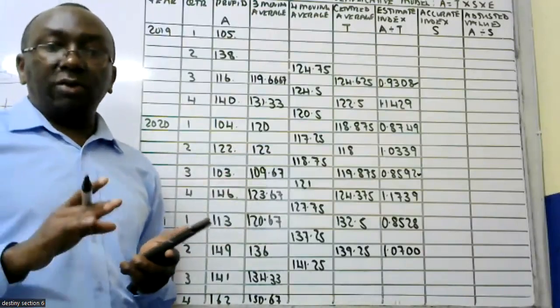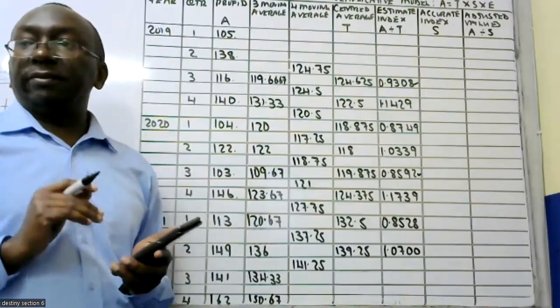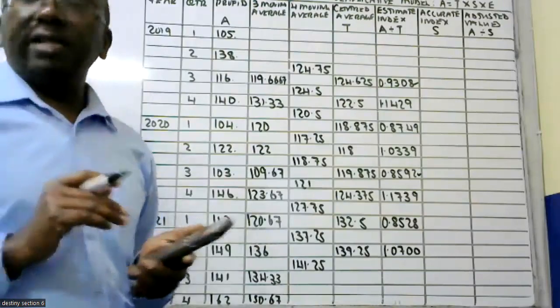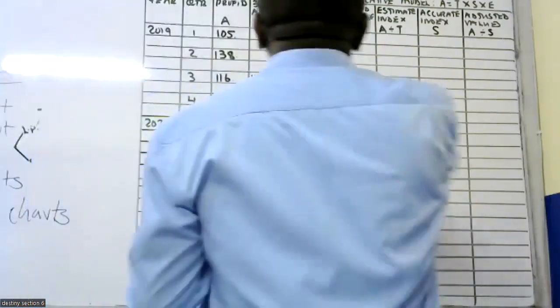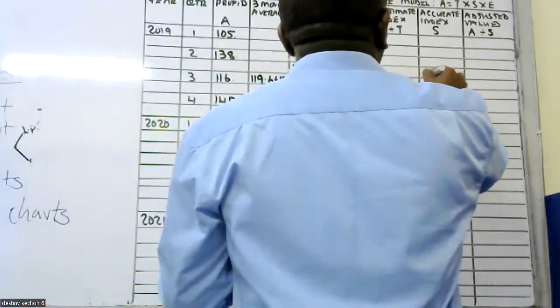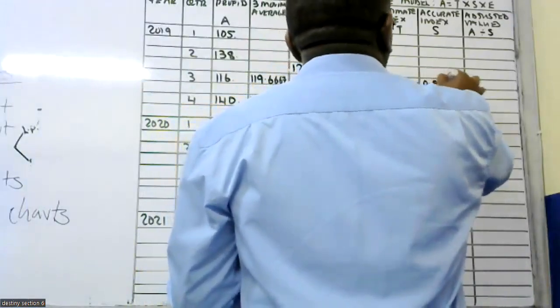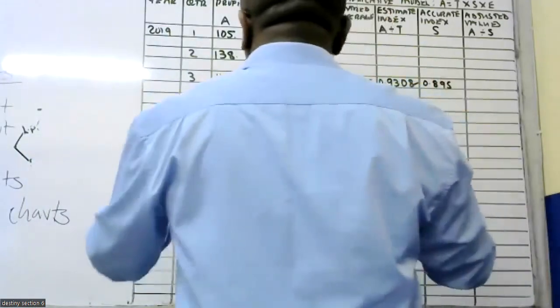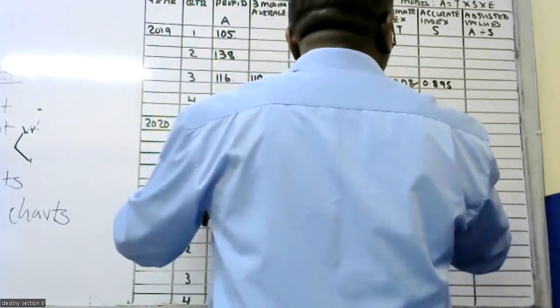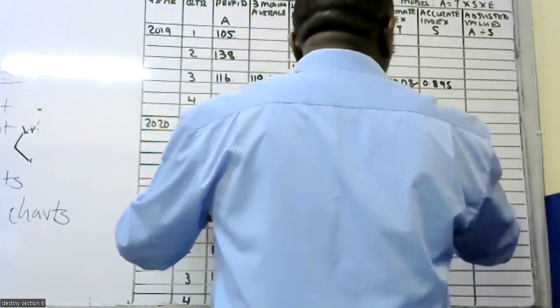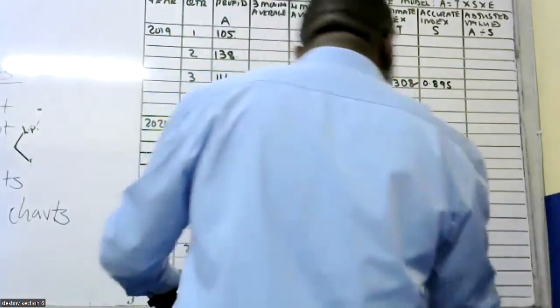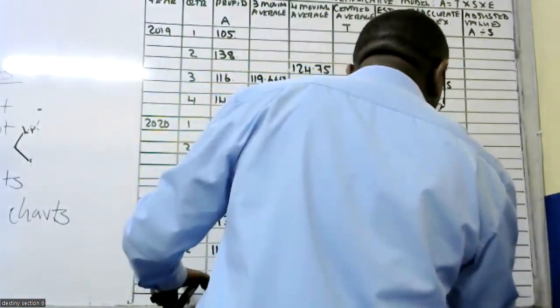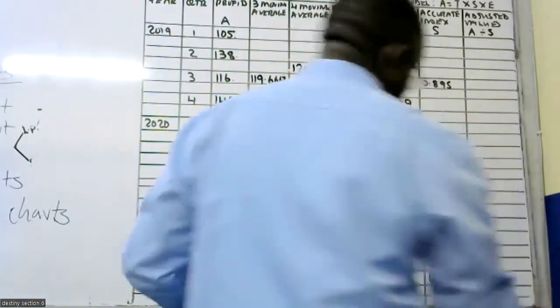Alafu hiyo answer uiandike kila mahali kuna quarter 3. You write it kila mahali kuna quarter 3. So hapa 0.895. Hapa 0.895. Na hapa 0.895.